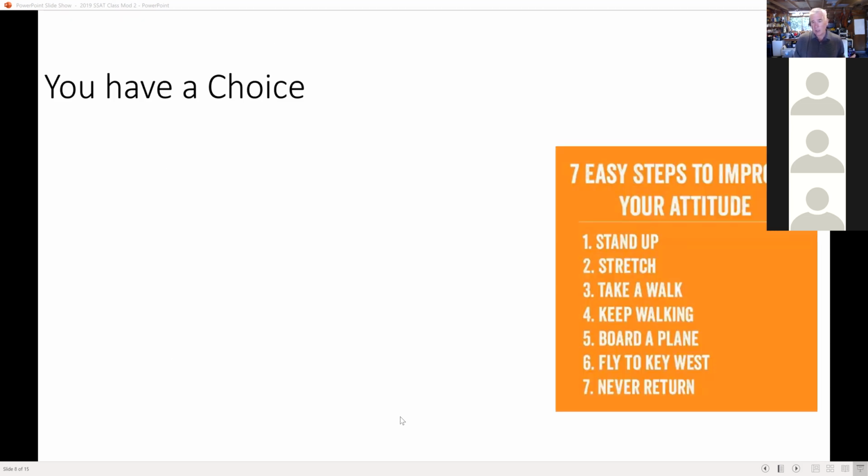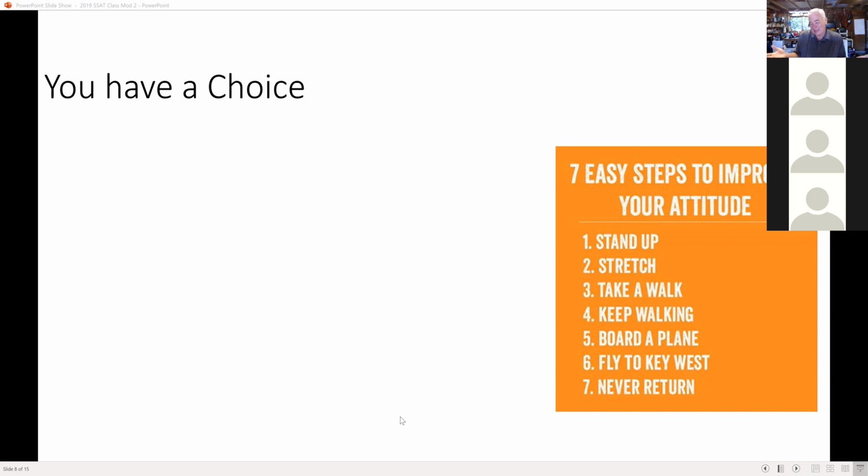Have a choice. I came across this one day: stand up, stretch, take a walk, keep walking, board a plane, go to Key West, never return. That's my dream. My wife wouldn't agree with that, but you can't see it. I've got my golf shirt on, but what you don't see is the shorts and flip flops below the belt line. But that's how I am.